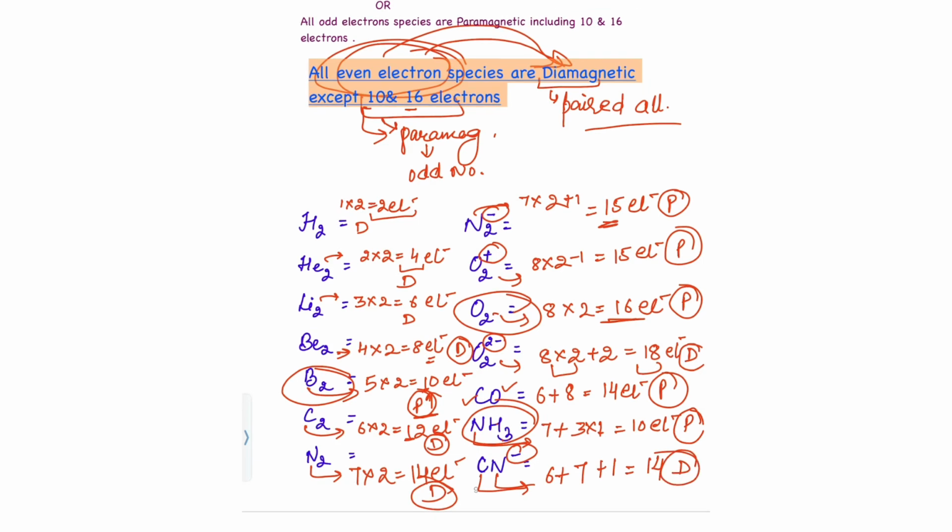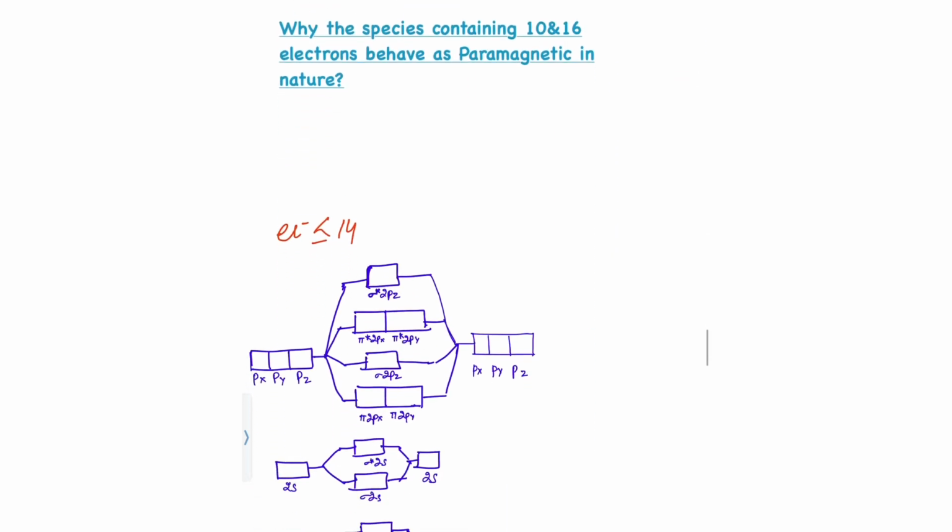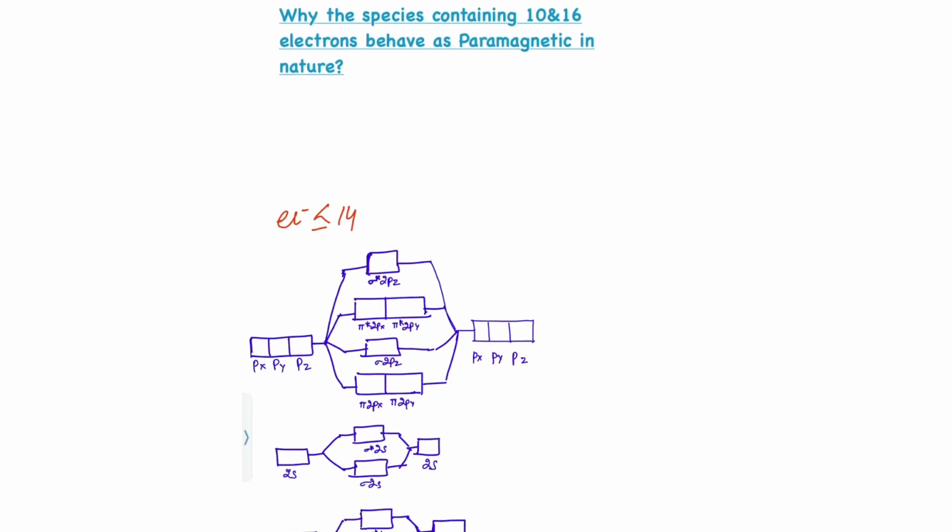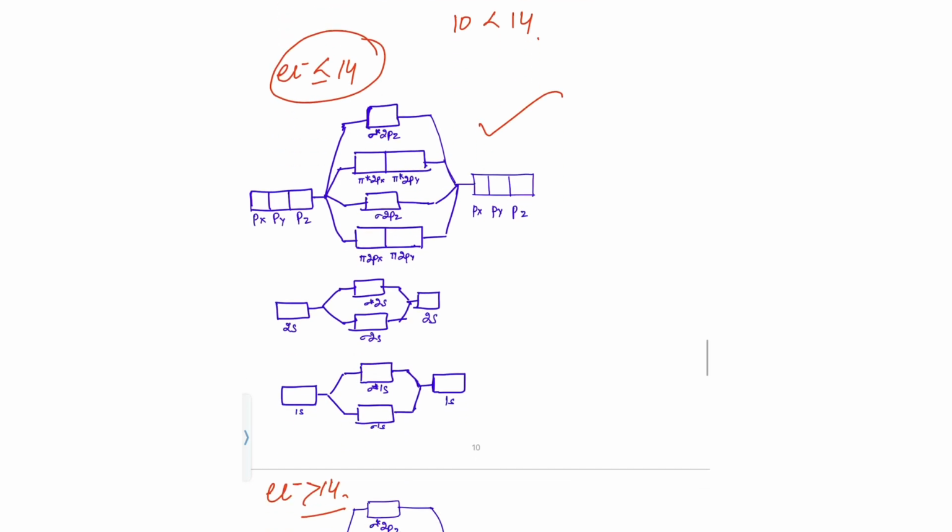So now here is the question, why do the species containing 10 and 16 electrons behave as paramagnetic in nature? Okay, so here are the rules for electrons less than or equal to 14. 10 electrons are less than 14, so this rule will be obeyed. Let's start filling for it. 1 2 3 4 5 6 7 8 9 10, because the electrons that entered the last shell remained unpaired, that is why species containing 10 electrons are paramagnetic in nature.